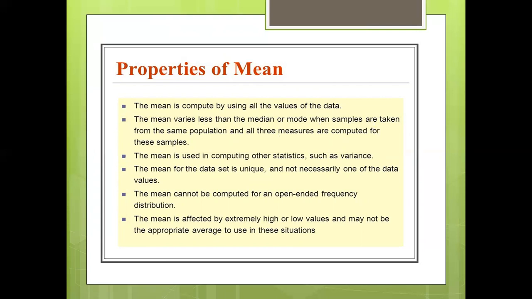Next part of this is variance, standard deviation, mean deviation. Okay, in that concept we use this concept which is mean, that is x bar. The mean of the data set is unique and not necessarily one of the data values. The mean cannot be computed for any open-ended frequency distribution. The mean is affected by extremely high or low values and may not be the appropriate average to use in this situation. Mean is nothing but what we can easily find, the mean of the given data.